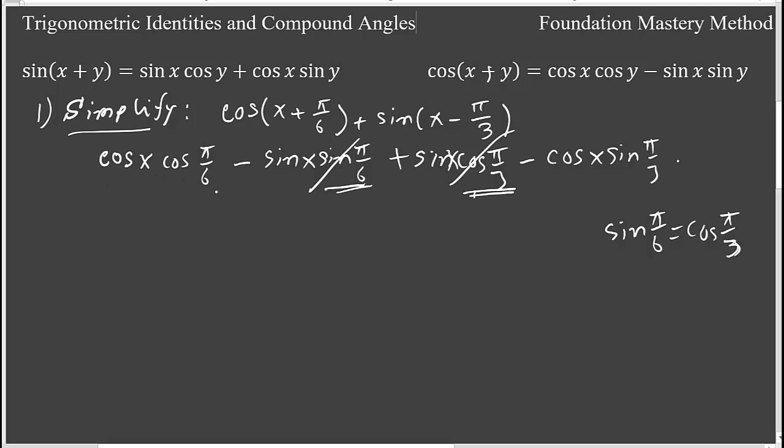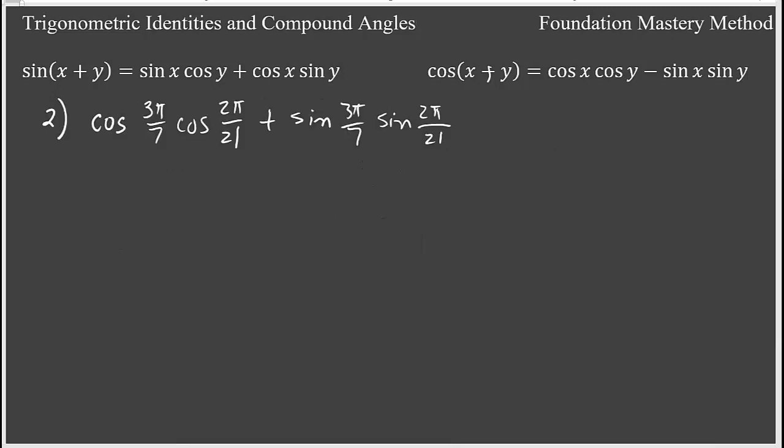Now we know sine pi by 3, which is 60 degrees, right? And then cosine pi by 6 is 30 degrees. So we know cosine pi by 6 is actually radical 3 over 2, and we have a cosine x in here. On the other side, we have sine pi by 3 is radical 3 over 2, and we have a cosine x. So this is coming out as 0.